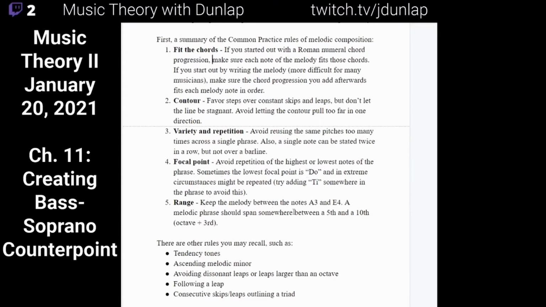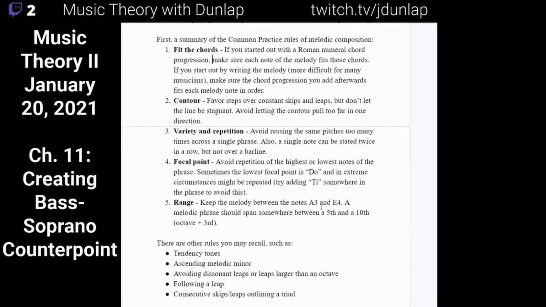And then keep the melody between the notes A3 and E4. That is 2 ledger lines below the staff to the top space of the staff. However, the actual melodic phrase should only be within a fifth to a tenth, or octave plus third. So you don't get to use that full octave plus fifth of A3 to E4. Whereas with bass, it's like, whatever, make them do stuff.